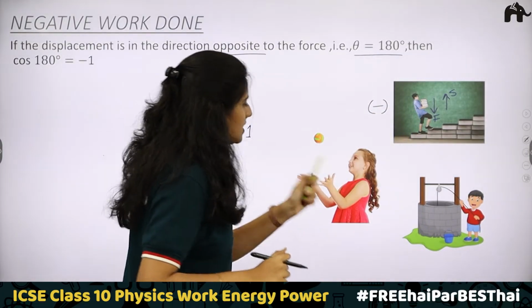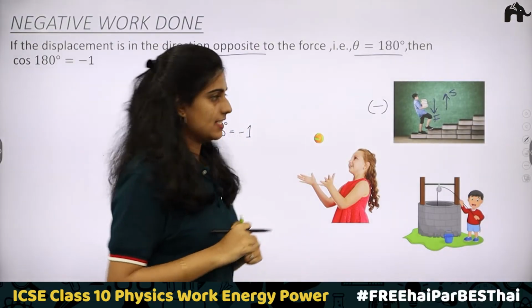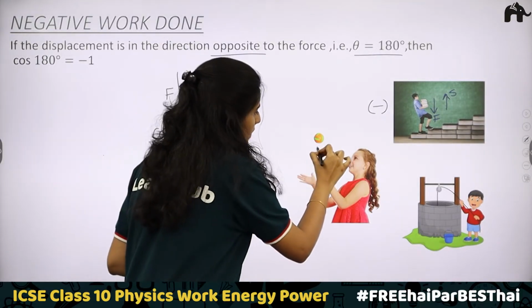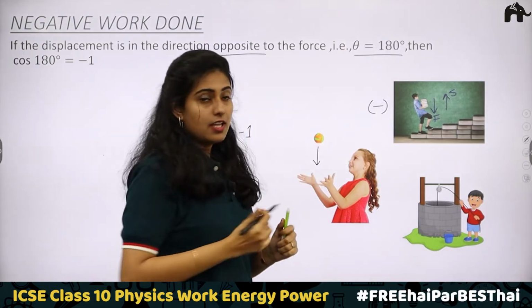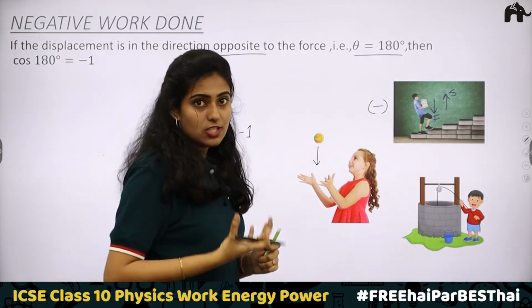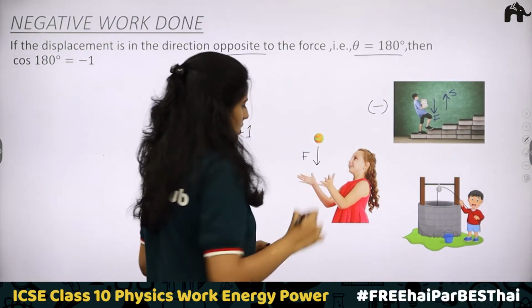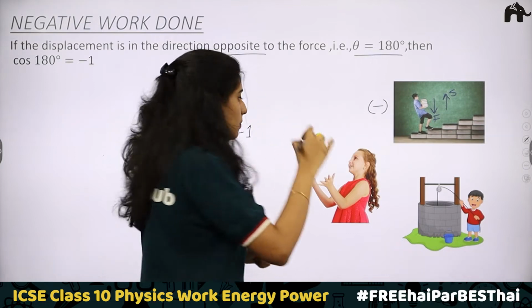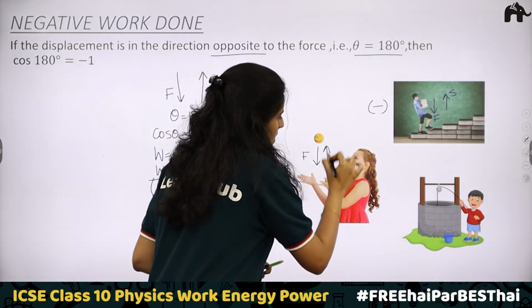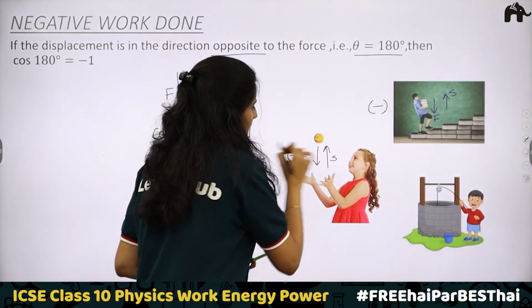Okay, now take this case. Here a girl is throwing a ball upwards, which means the force of gravity will be acting down. The ball will be pulled by gravity downwards. Weight of the ball or force of gravity is acting. Force is in this direction. Ball is moving in the opposite direction. Displacement is in the direction that is upwards, which means here again the work done is negative.